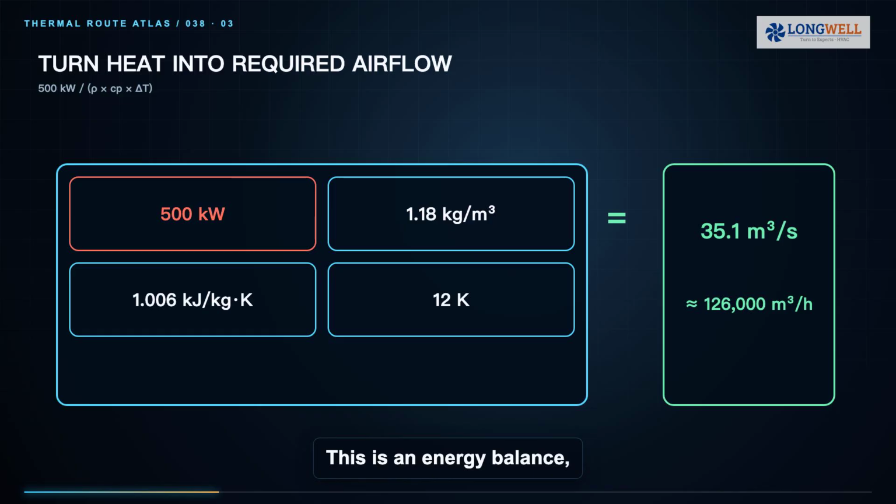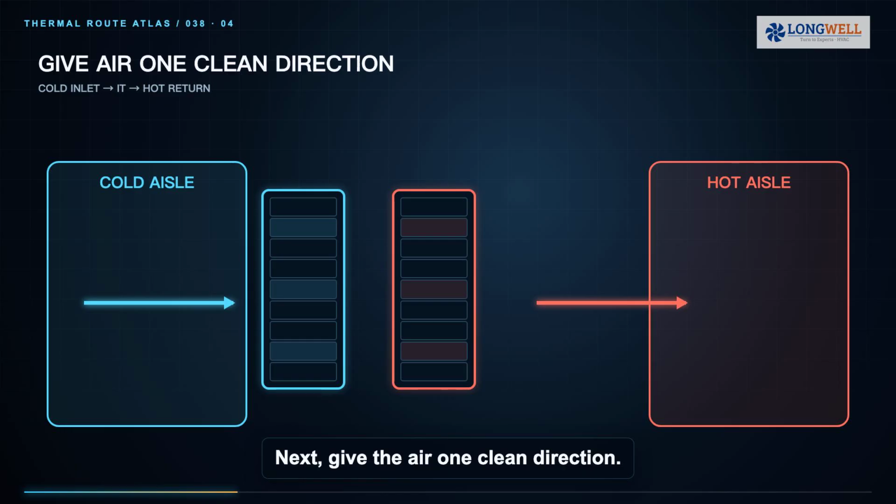This is an energy balance, not a finished fan schedule. Real density, leakage, load distribution, and inlet limits still matter. Next, give the air one clean direction. Cold supply air must reach the equipment intake, cross the IT load once, and leave through the hot return path. Rack orientation, blanking panels, raised floor or overhead delivery, containment and return placement all serve that route.